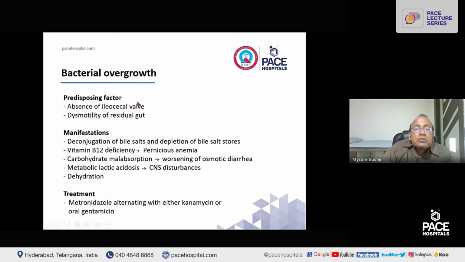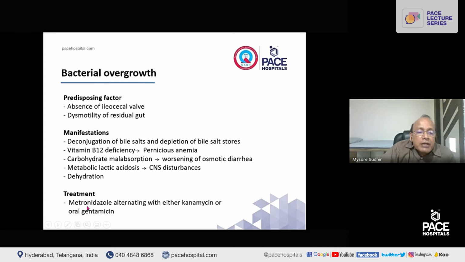Now, bacterial overgrowth is very, very important in short bowel. I told you about the presence of the ileocecal valve. If it's absent, the colonic flora will mix with the small intestinal flora. There's dysmotility of the residual gut. The manifestations are deconjugation of the bile salts and depletion of the bile salt stores, vitamin B12 deficiency leading to pernicious anemia, carbohydrate malabsorption, and metabolic lactose dehydration.